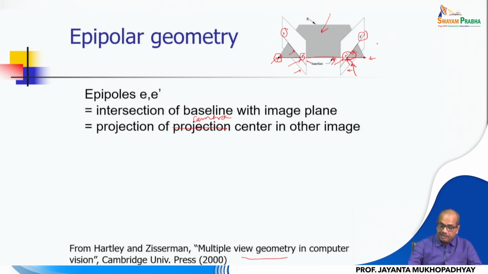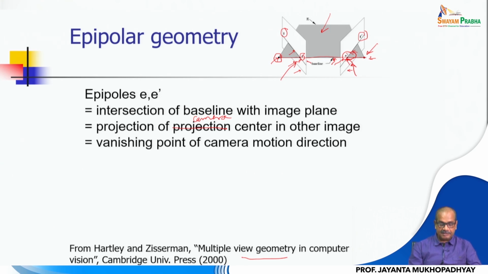Similarly, the projection of this camera center in this plane will give you the other epipole. So we can say the left epipole is the projection of the camera center of the right camera, and the right epipole is the projection of the center of the left camera. So in this way also you can summarize.